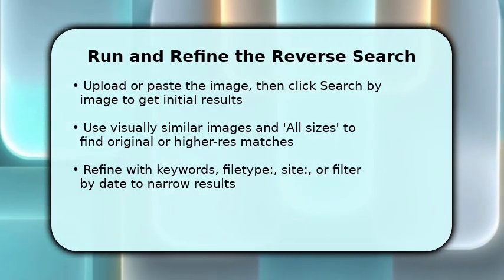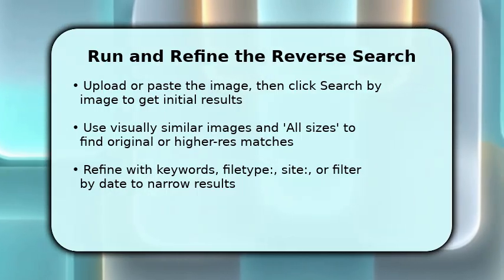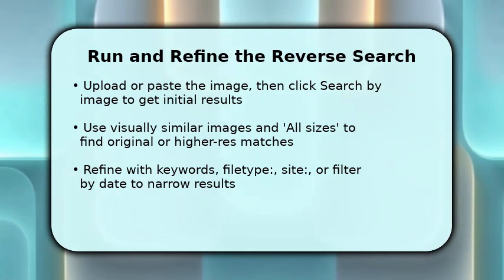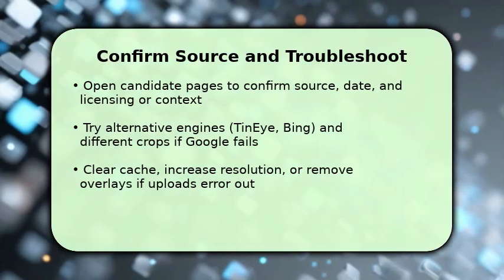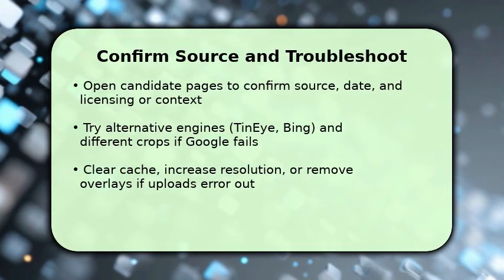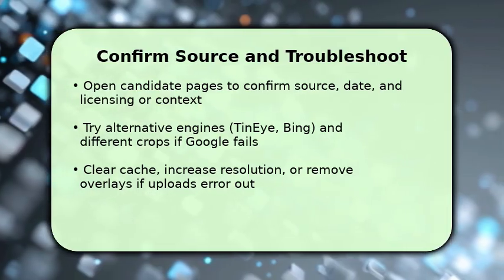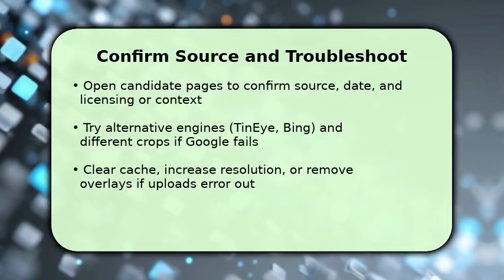Make sure to switch to all sizes when looking for the original resolution. If results seem irrelevant, try a cropped or rotated version. Changing composition helps the algorithm focus on distinctive features. When you find plausible matches, open the linked pages to verify the original source, date, and usage rights. This confirms whether it's the image you need.